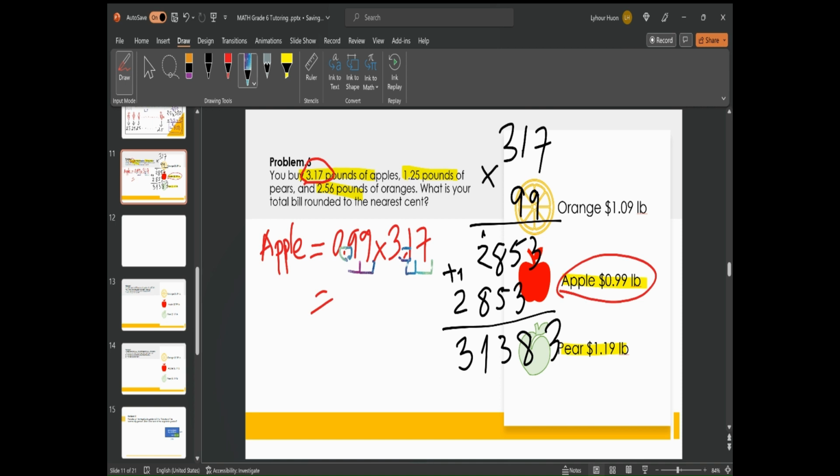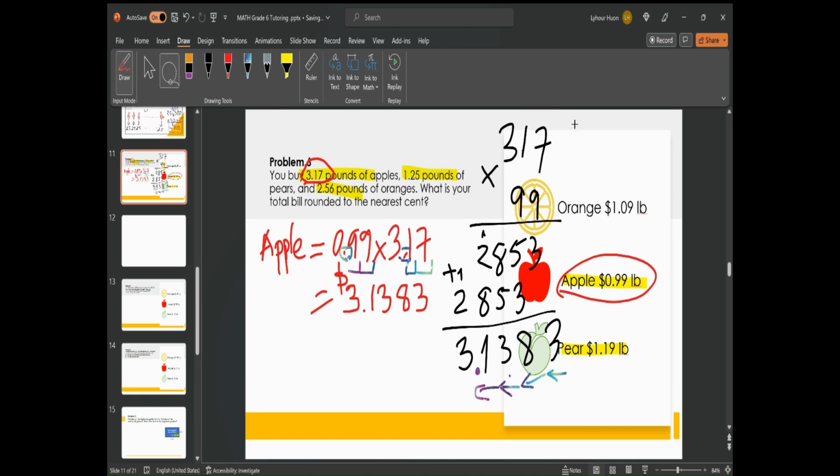So when multiplying decimals, we count from the left to the right, but from the result, we count from the right to the left, right? So this is 1 digit, 2 digits, 3 digits, 4 digits. So the decimal should be here, correct? So now the cost of the apple is $3.1383.